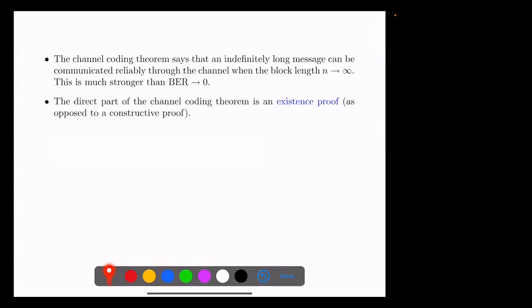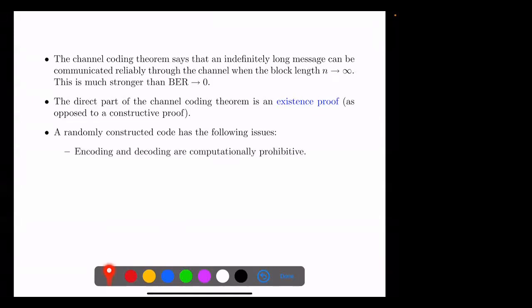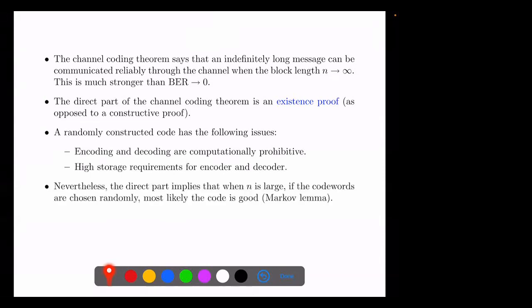And the direct part of the channel coding theorem is called an existence proof as opposed to a constructive proof, because it only tells you that there exists a code, but to find out which one, it takes an exhaustive search, which is not very feasible most of the time. And so a randomly constructed code has the following issues. Encoding and decoding are computationally prohibitive, and there is a very high storage requirement for the encoder and decoder. Nevertheless, the direct part implies that when n is large, if the codewords are chosen randomly, most likely the code is good. Although it's not very practical, it's a good code, and it gives much insight into what a good code would look like.